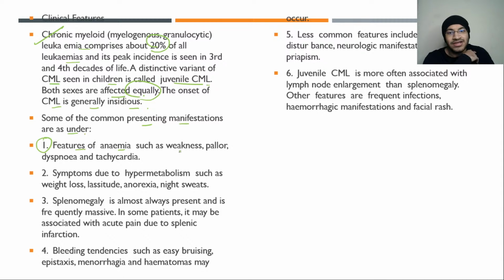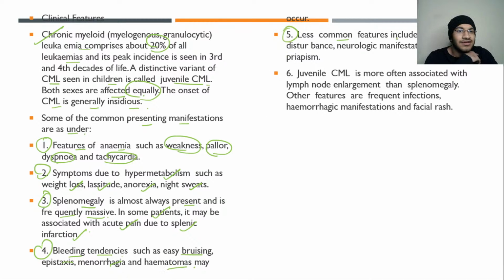First is features of anemia such as weakness, pallor, dyspnea and tachycardia. Second is symptoms due to hypermetabolism such as weight loss, lassitude, anorexia and night sweats. Third is splenomegaly, which is almost always present and is frequently massive, and in some patients it may be associated with acute pain due to splenic infarction. Fourth is bleeding tendency such as easy bruising, epistaxis, menorrhagia and hematomas. Fifth, less common features include gout, visual disturbance, neurological manifestations and priapism.